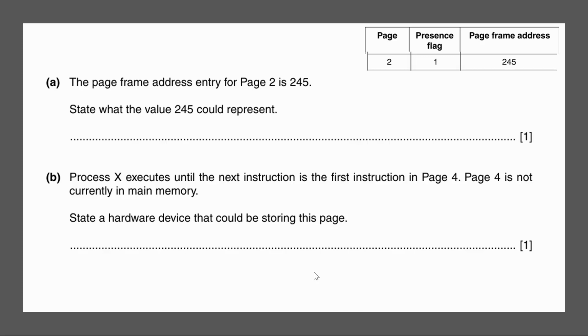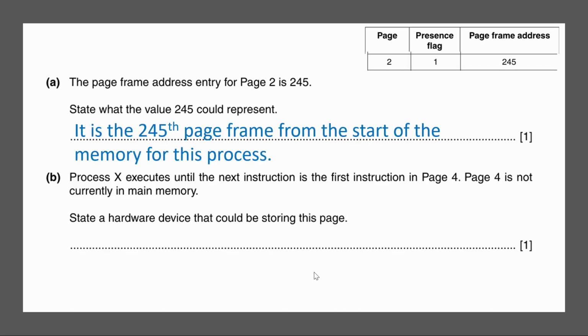We can't say it's on the memory because they're asking about what the value 245 means. Well, that's where on the RAM it's located. It is the 245th page frame from the start of the memory for this process. Now, do not say it has a page frame address of 245. You're just restating what is there. Cambridge is going to write NE, which stands for not enough. So you want to say it's the 245th page frame from the start of the memory, and they'll give you the full marks for that question.